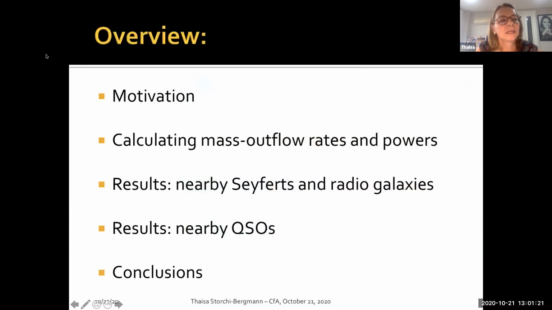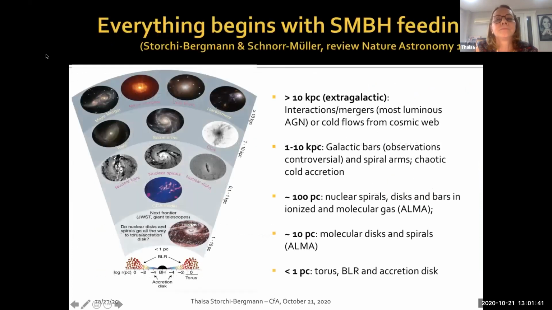I wrote a little bit of an overview, but I realized that maybe I thought I would have more time, because this is too much. So I'm going to talk about motivation, calculation, mass outflow rates and powers. Maybe I go directly to the nearby QSOs and conclusions then.